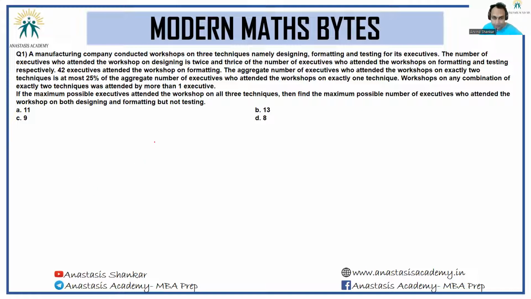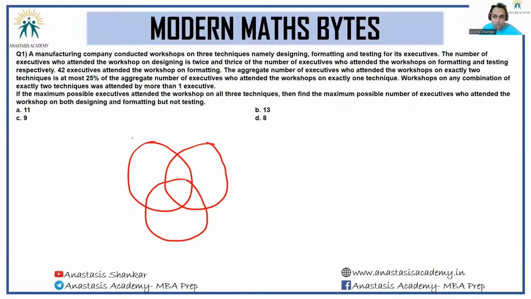Okay. So let me draw a Venn diagram. Designing, formatting, and testing. The line given was the number of executives who attended the workshop on designing is twice and thrice. So it should be 6 times of something. Those who attended the workshop on formatting, so this should be 3x and this should be 2x. Okay. 42 executives attended the workshop on formatting. Formatting is 42, which would mean testing is 28 and designing is 84.